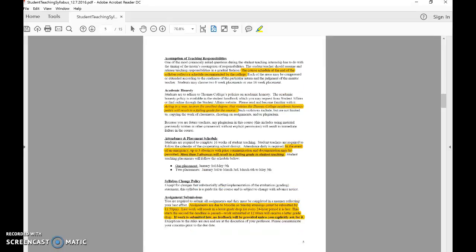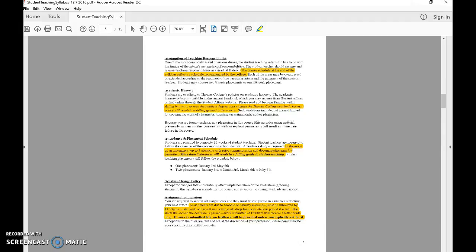On page 5, we started by talking a little bit about the assumption of teaching responsibilities. Towards the end of the syllabus, you'll see that there's a calendar for the suggested takeover, and that course schedule reflects the suggested takeover. So we recommend that you gradually assume responsibilities over the course of your student teaching until you are doing a full takeover. I'll talk about that when I talk about the course calendar.